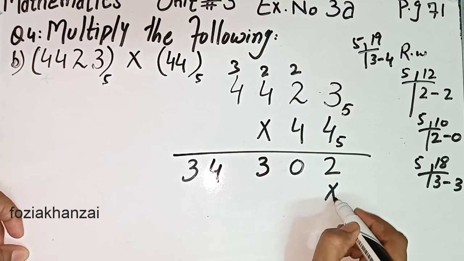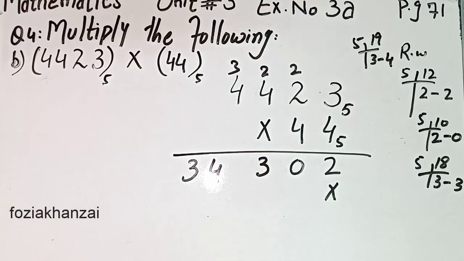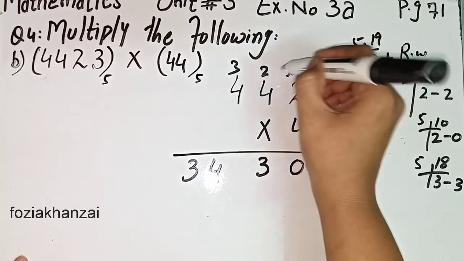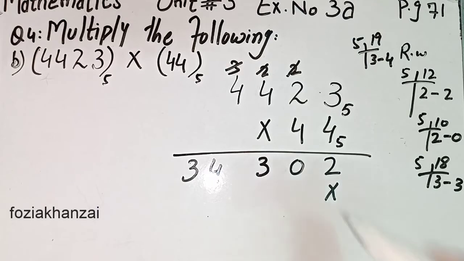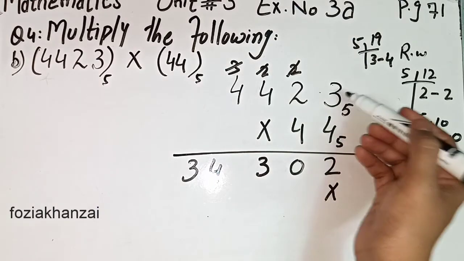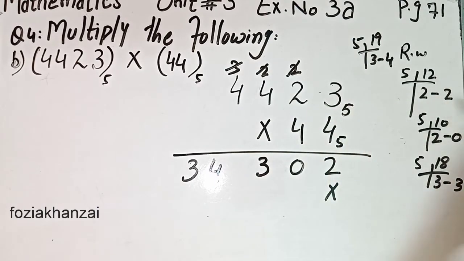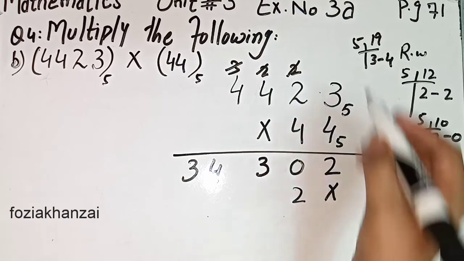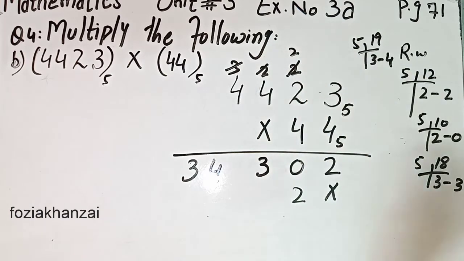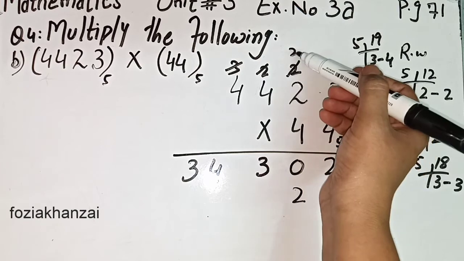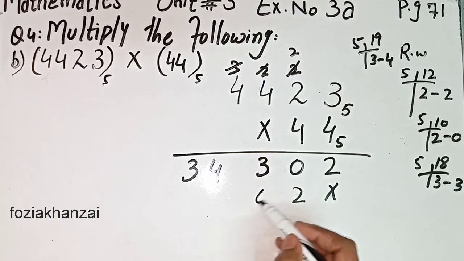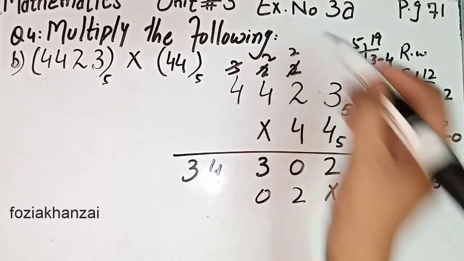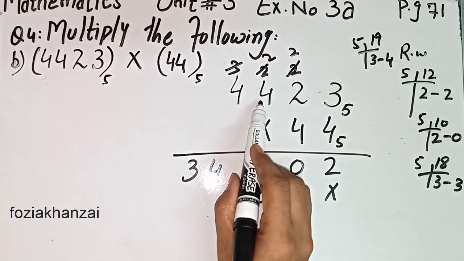Correct? Now cross. In second step, same. Cut the first carry. 4 3s are 12. 12 equal to 22. 2 carry. 4 2s are 8, 9, 10. 10 equal to 20. 0, 2 carry. Again 4 4s are 16.